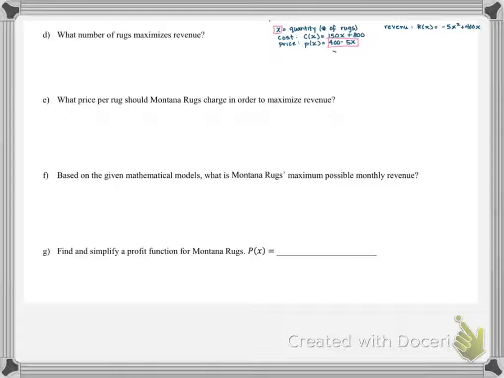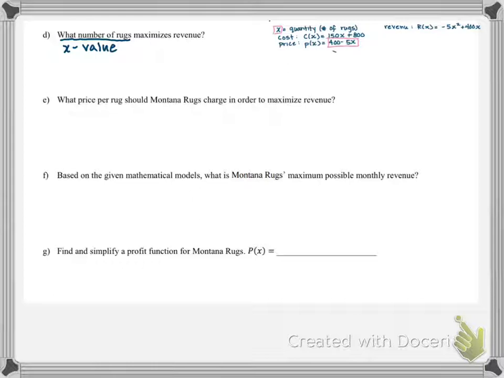Okay, so now I want to know what number of rugs is going to maximize revenue. So this little tiny question actually gives me a ton of information about what it is I'm trying to find here. It says what number of rugs. Well, that's a quantity. So that tells me that I'm finding an x value, and that my final answer will be the x value. A lot of times we find the vertex, and then we have to figure out whether we want the x value of the vertex or the y value of the vertex.